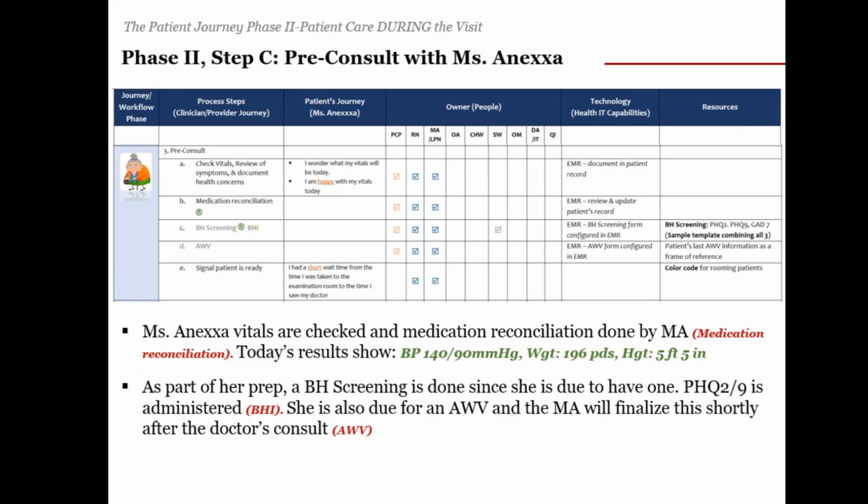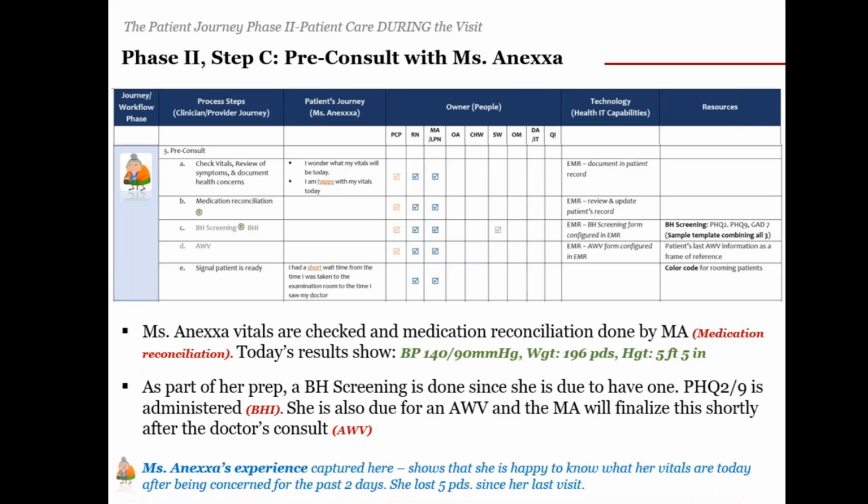As part of her prep, behavioral health screening is done since she is due to have one. PHQ-9 is administered, and this touches on function 3. She's also due for an AWV, and the MA will finalize it shortly after the doctor's consult. So even though the pre-questionnaire was given at the time of check-in, the MA will follow up with the patient after seeing the doctor to do the AWV. Now, her experience shows that she's happy to know what her vitals are today after being concerned for the past 2 days, right? And she lost 5 pounds since her last visit.